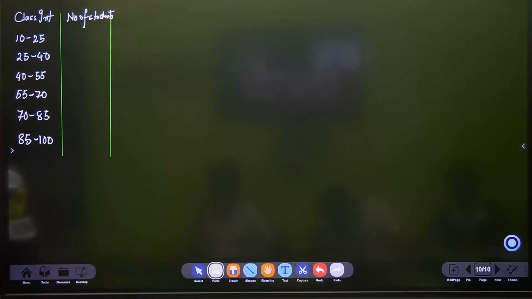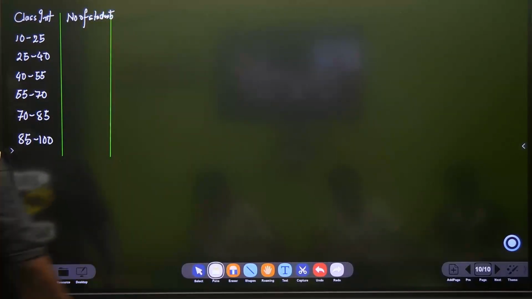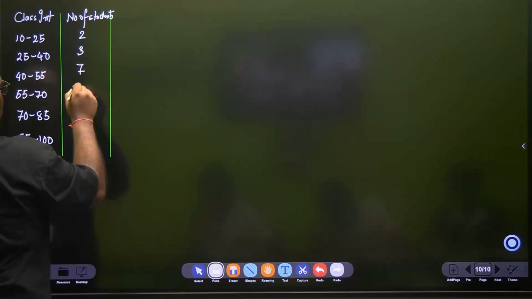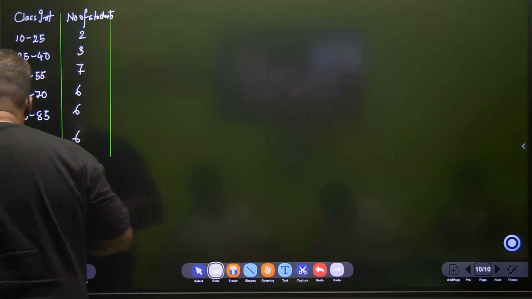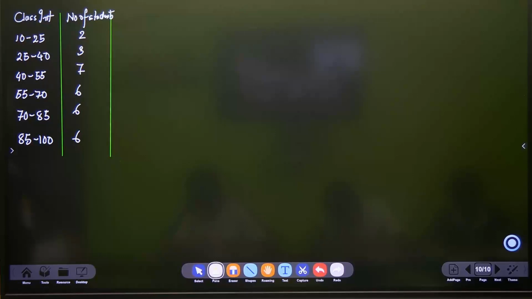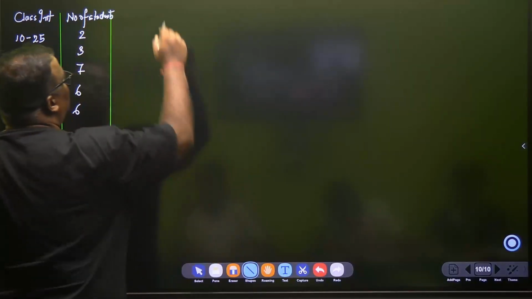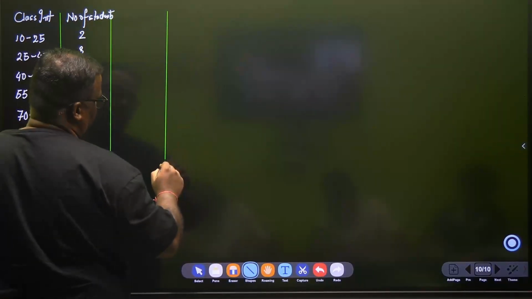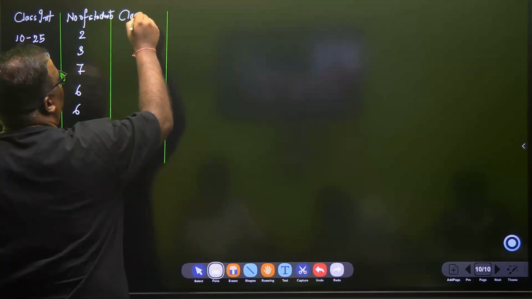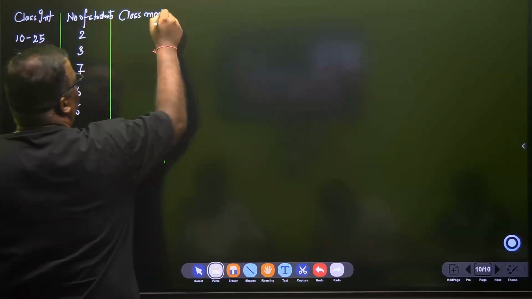The number of students are 2, 3, 7, 6, 6, 6. This is the number of students. This much is what we all need, and let's do it together. So obviously I will first need a column which will give me my class mark.